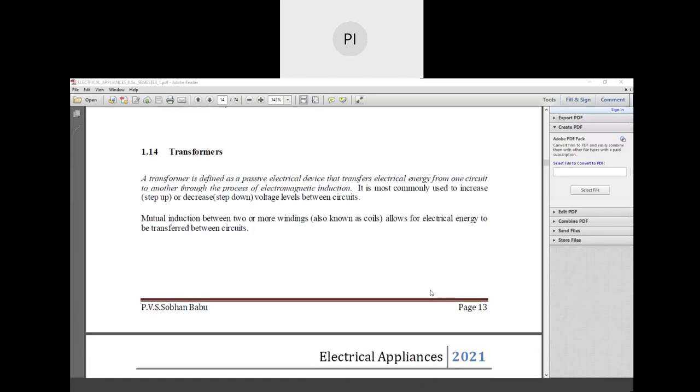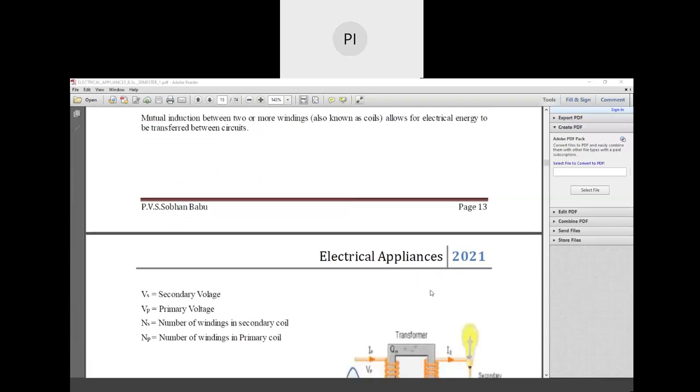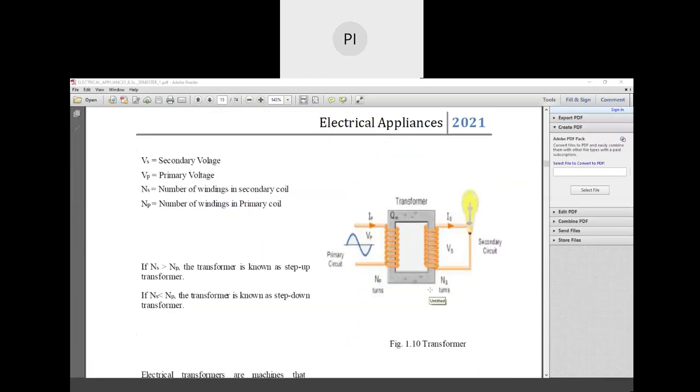The mutual induction between two or more windings, known as coils, allows for electrical energy to be transferred between circuits. Here we are seeing the diagram. There is the primary circuit, the primary coils. Here the voltage is represented with the letter Vp and the current is Ip. P stands for primary circuit. This is the secondary circuit.